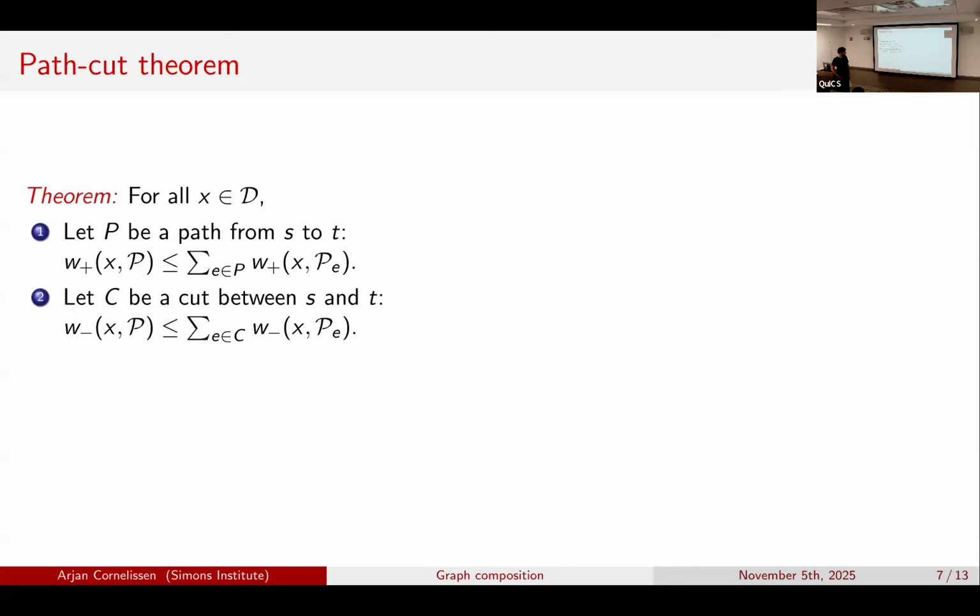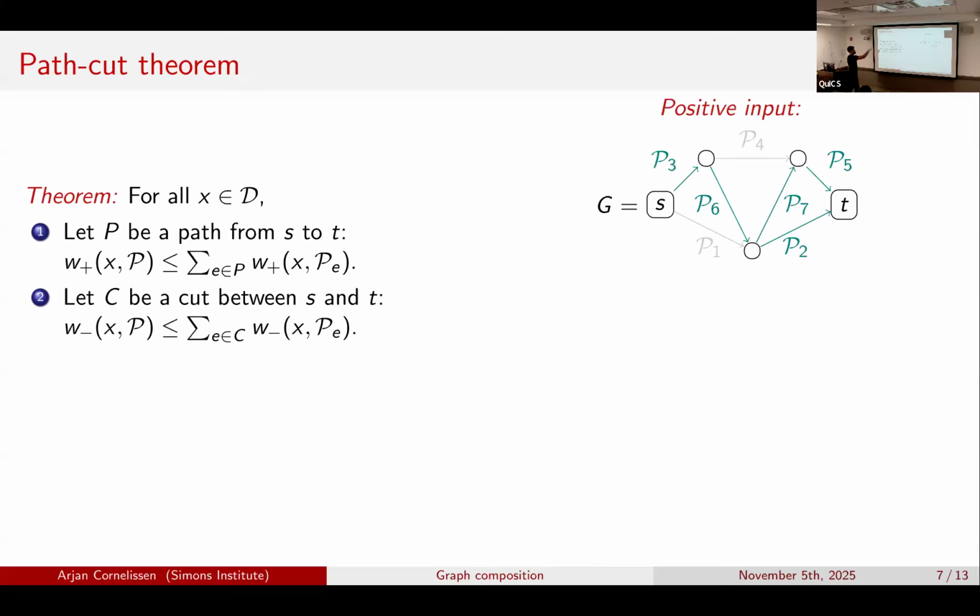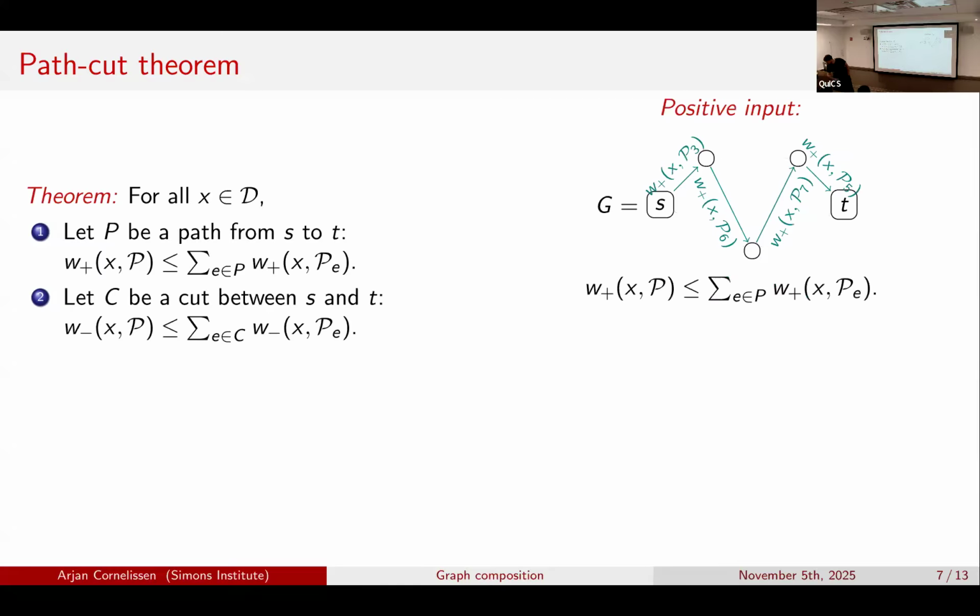Essentially all that I'm saying is that the positive witness size is upper bounded by the witness sizes along a path, and the negative witness size is upper bounded by the witness sizes along the cut. So let's say that this is our positive input again. What we can do is single out one particular path to go from S to T. Now I'm just going to put all the positive witness sizes on that path, and sum them all up. And this is going to be an upper bound on this new witness. Right. So if you remember all your effective resistance from high school, then this should be easy.